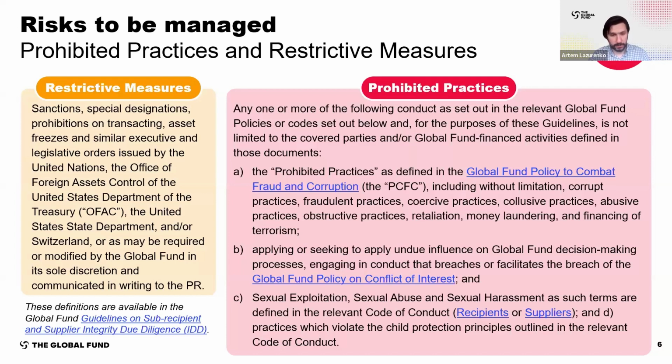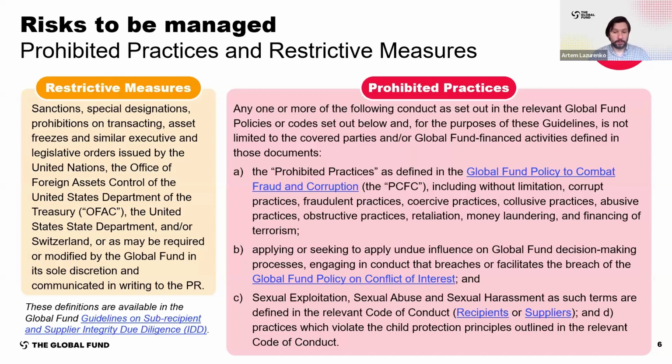The second type of prohibited practices is applying or seeking to apply undue influence on Global Fund decision-making. This requirement comes out of the Global Fund Policy on Conflict of Interest, which has as its covered parties principal recipients as well as sub-recipients and suppliers to implement this.